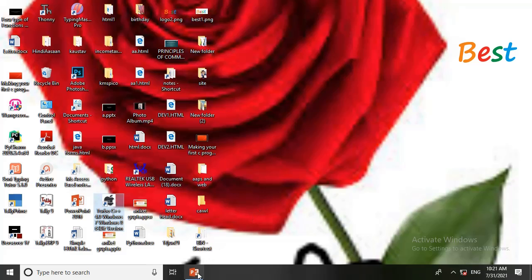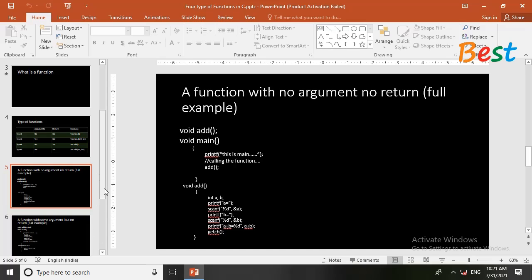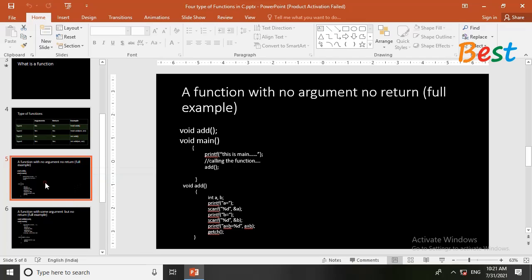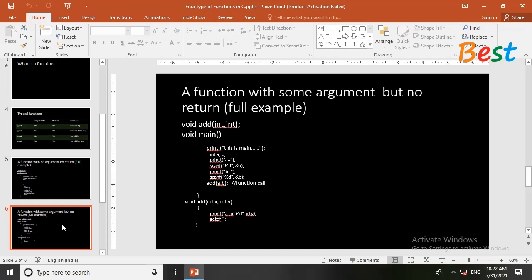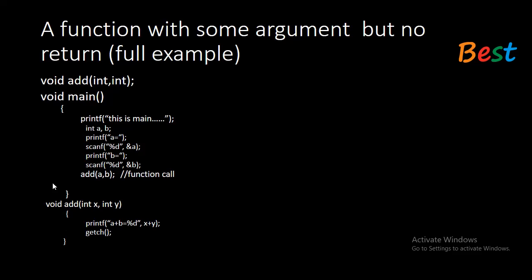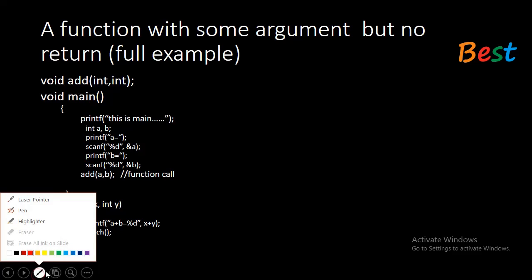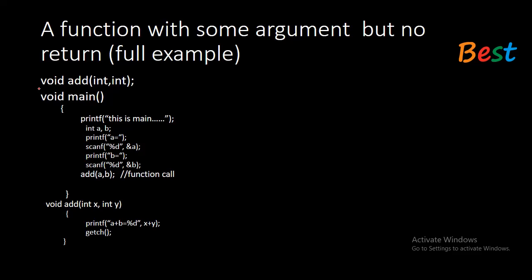Now I will go to another example of functions. I have shown you how to create a function with no return and no argument. Now the second type of function is a function with some arguments but no return. The full example is here. Firstly, I declare the function as void add, and there are two arguments, int and int. You can use float or any number of arguments as you wish.